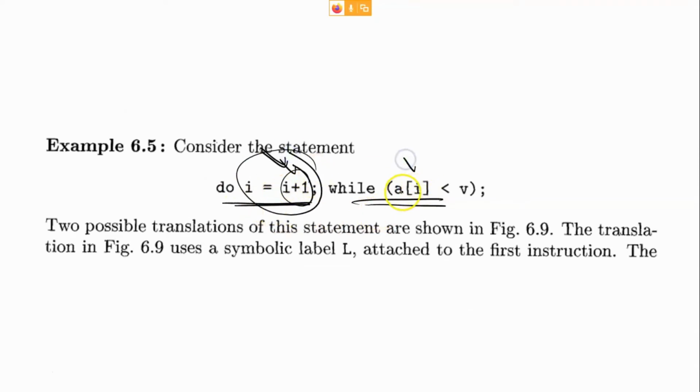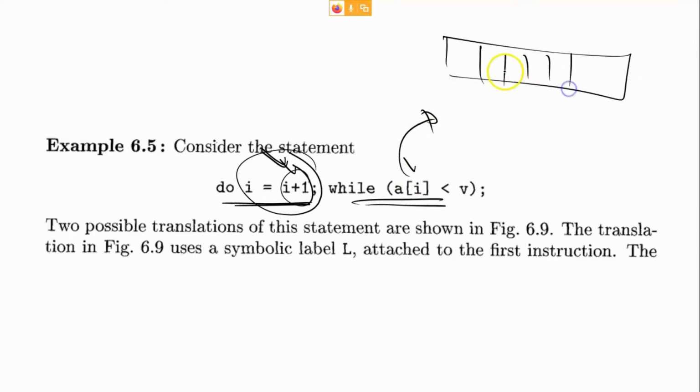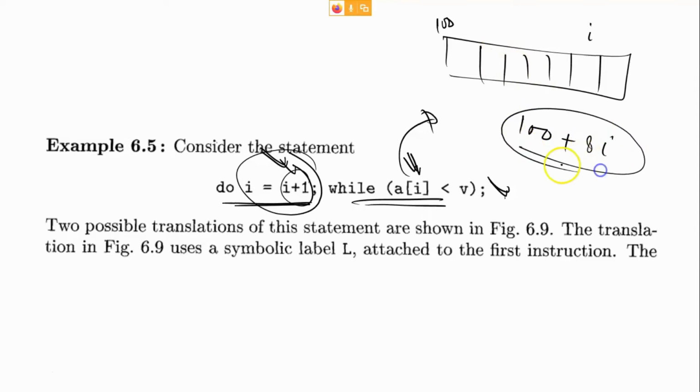Now you will do this a[i]. This a[i] is in the high level language. Let's assume that each element has 8 bytes. Let's assume this is the base address, and this i is the index, because this is a high level language instruction, so i here refers to the index. When you convert a[i] into an address, it will become 100 plus, assuming each element has 8 bytes, 8 into i. So it will become like this.